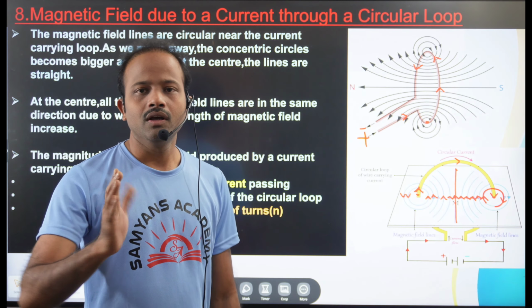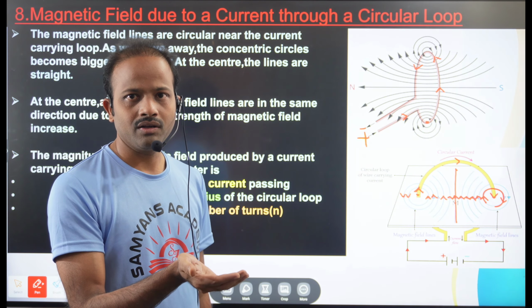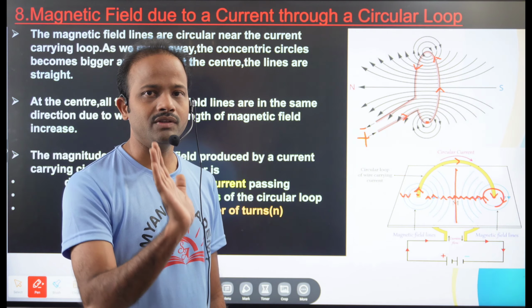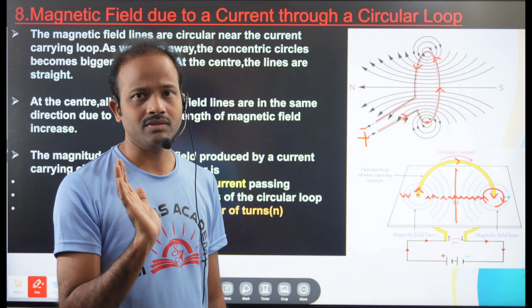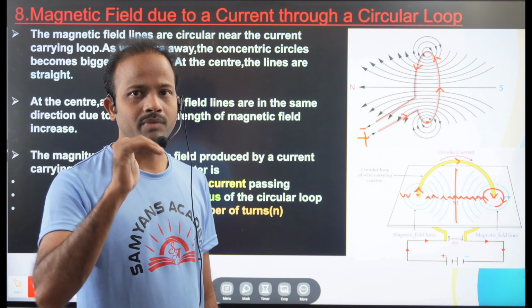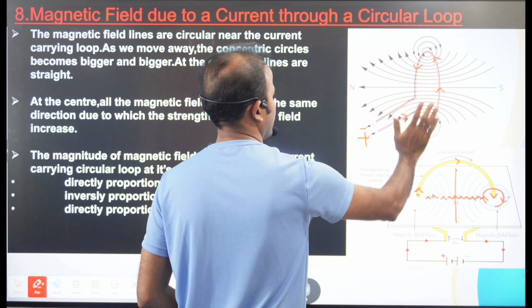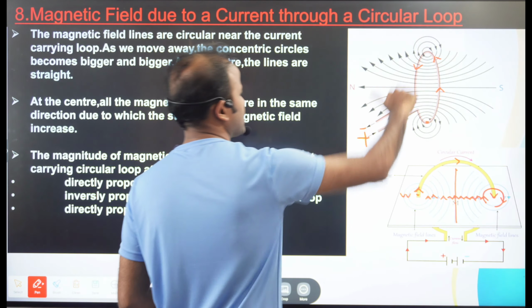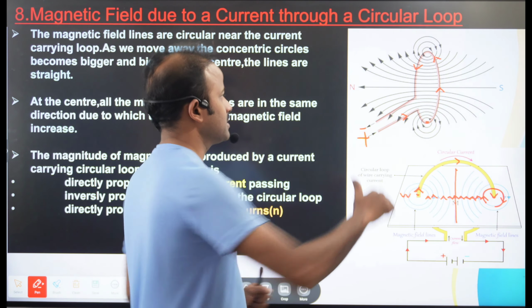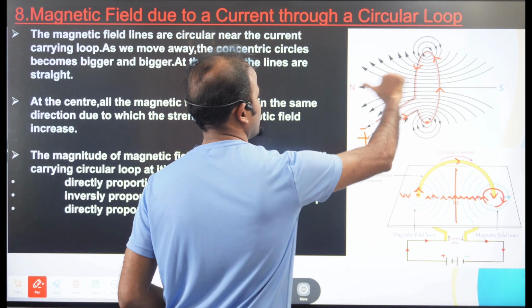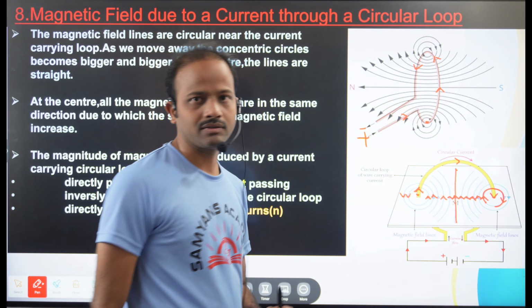Everyone remember, suppose this is a circular coil. You take the direction of the circular coil by folding your fingers. These fingers you assume as the direction of the current in the circular coil like this. This thumb indicates the direction of the magnetic field line, so this thumb indicates the north direction of the magnetic field lines.